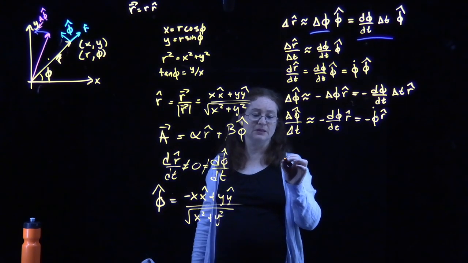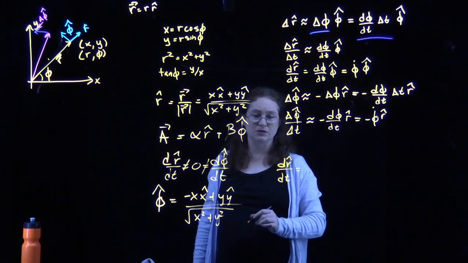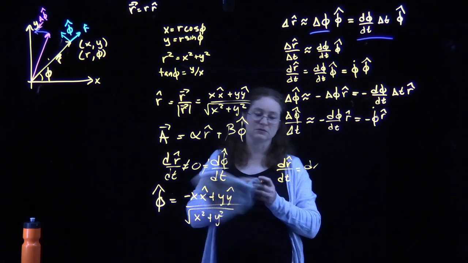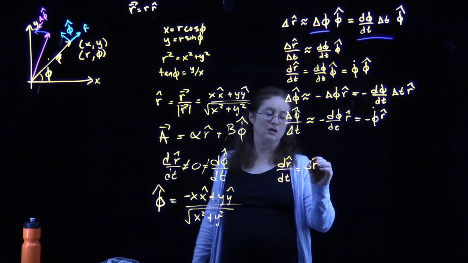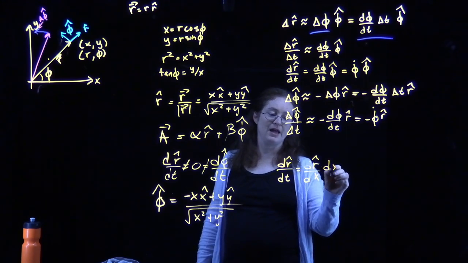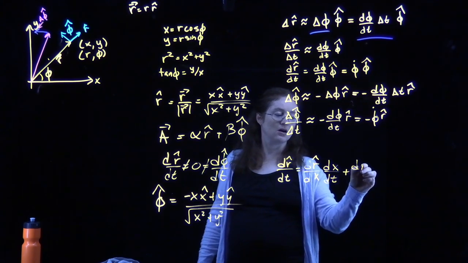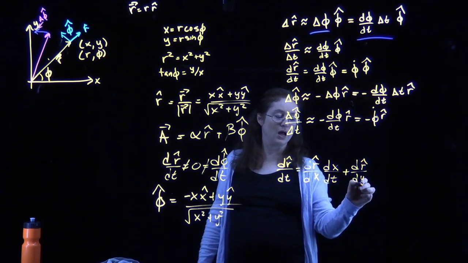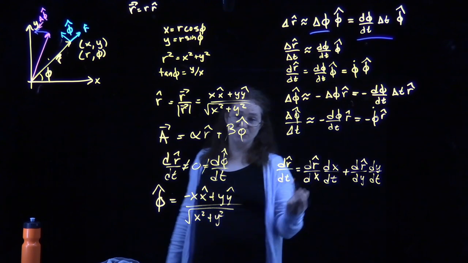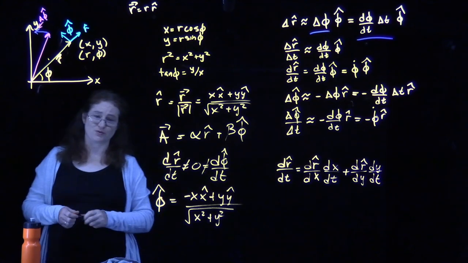You can say dr hat dt equals d r hat dx times dx dt plus d r hat dy times dy dt, and the same expression for phi hat. And you would get these expressions right here.